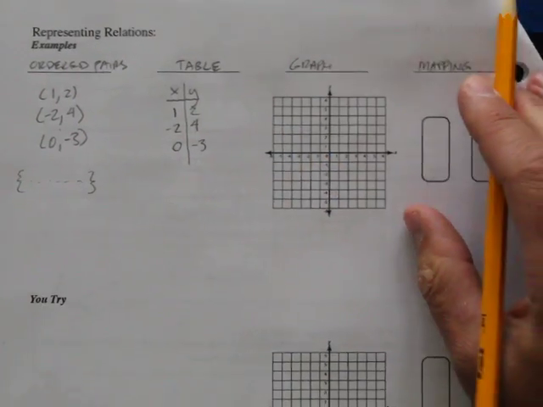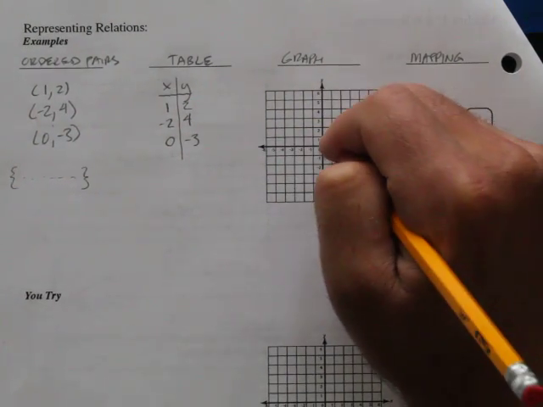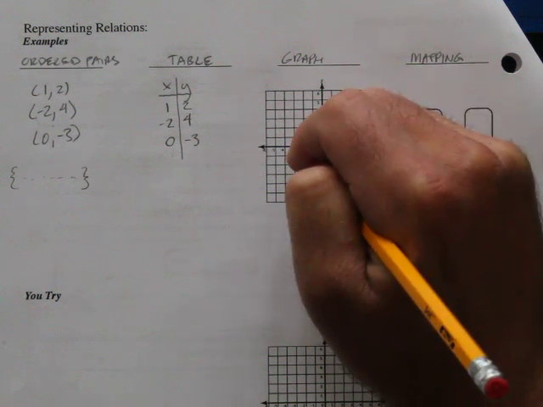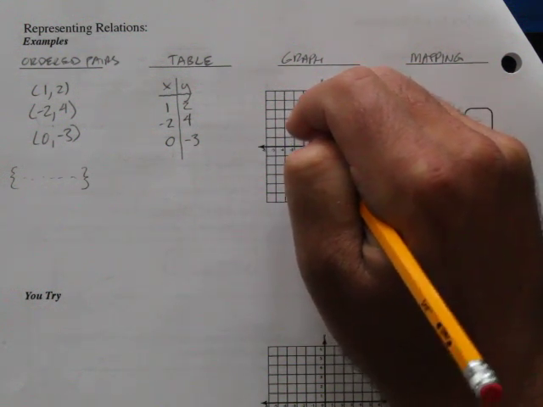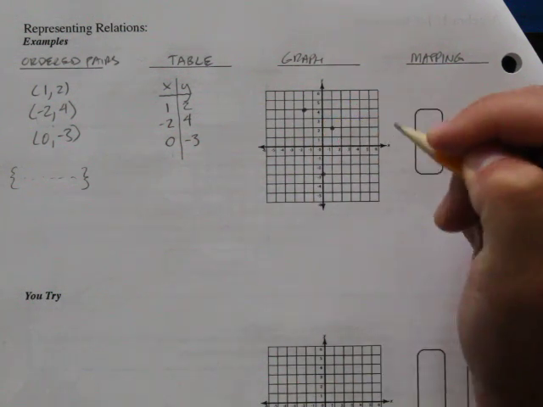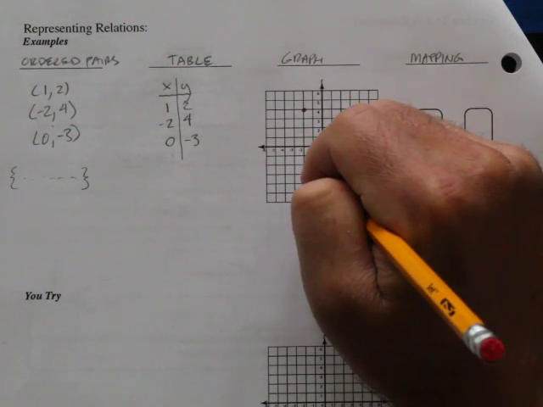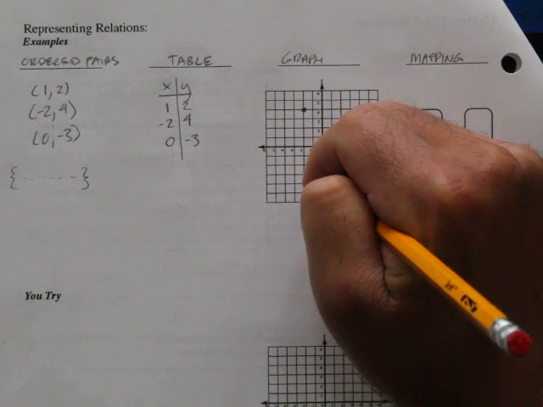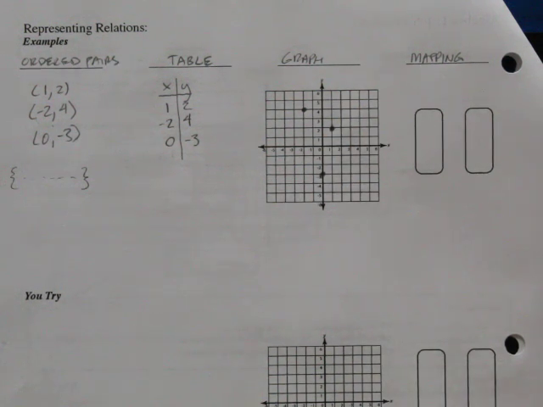Now I'm going to graph these points. (1, 2), (-2, 4), and (0, -3). So I've plotted these points. I can make them a little bit bigger so they show up. That's another way to represent a relation.